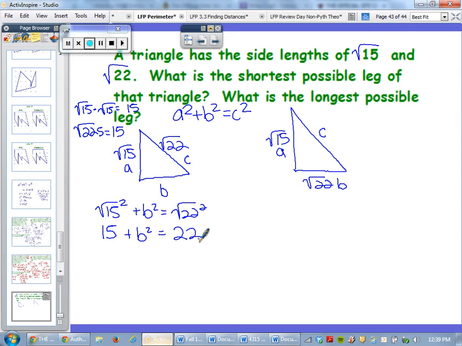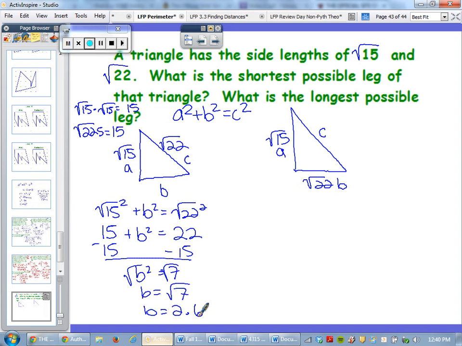Now again, all I gotta do is subtract my 15 from both sides because I want b squared by itself. And I have b squared equals 7. Now you take the square root of both sides so I can figure out what b is. So b would equal the square root of 7, or a little more specifically, actually probably less specifically, it is roughly 2.6.